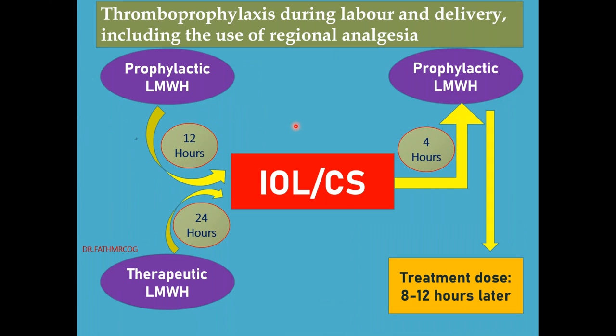Look at this. This is about thromboprophylaxis during labor. Here, if the patient has received prophylactic low molecular heparin and is going for regional technique, it should be avoided at least 12 hours. So if the patient has regional technique and prophylactic low molecular heparin, you should wait at least 12 hours. And after 4 hours from the regional technique, you can give her prophylactic low molecular heparin.